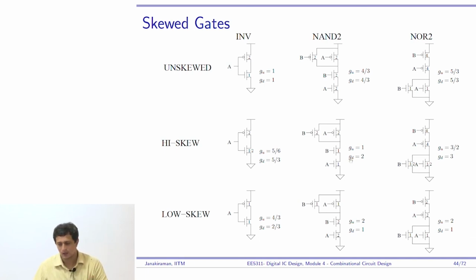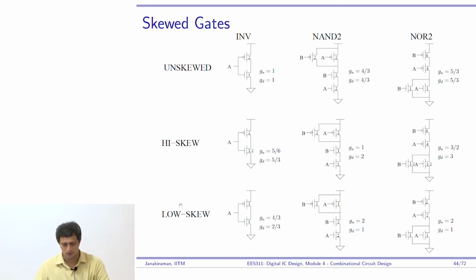The NAND gate, logical effort pull up is 1 and 2. Now remember, it's not that this should be above 1 and below 1. You have to compare this 1 and 2 with respect to 4 by 3. The pull-up logical effort has become 1 as opposed to 4 by 3. The pull-down logical effort has become 2 as opposed to 4 by 3. Similarly here, with regard to 5 by 3, the pull-up logical effort has become 3 by 2. Right? 1.67 and 1.5. Whereas the pull-down logical effort has become 3.